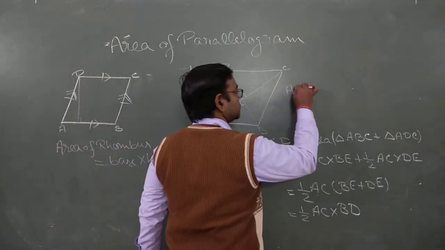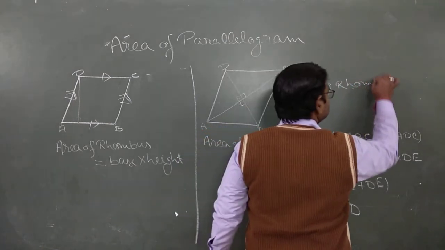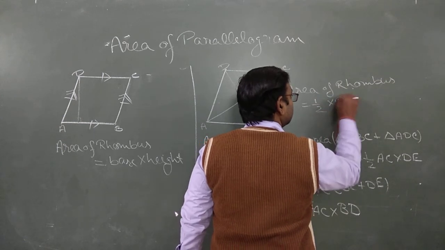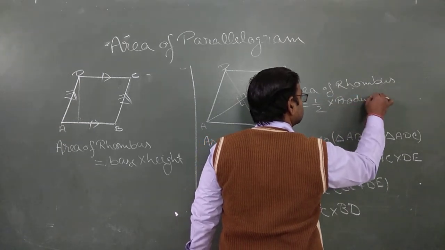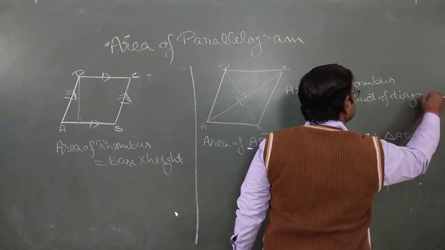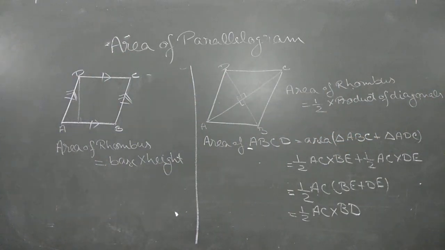So we can write down this conclusion: area of rhombus equals half into product of diagonals. Hope you are okay with the diagonals. It just touches the boundary of the screen. So these are the formulas and concept of area of parallelogram. Let's discuss some questions based on this topic.